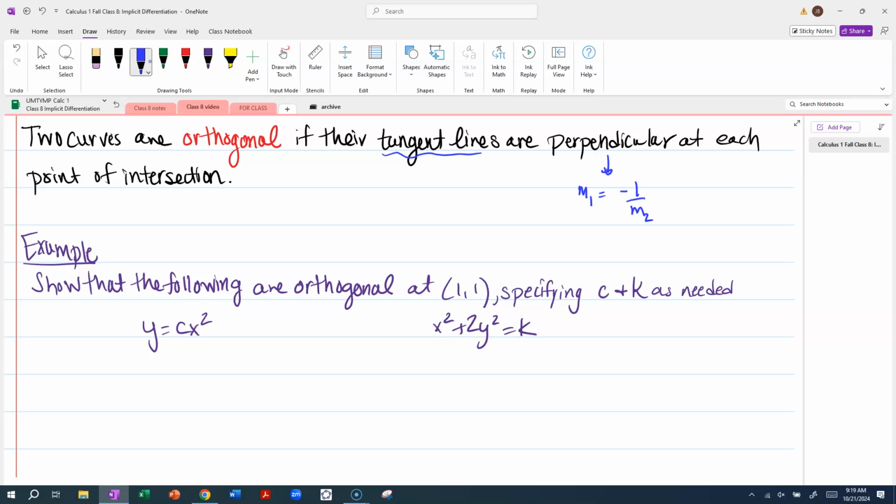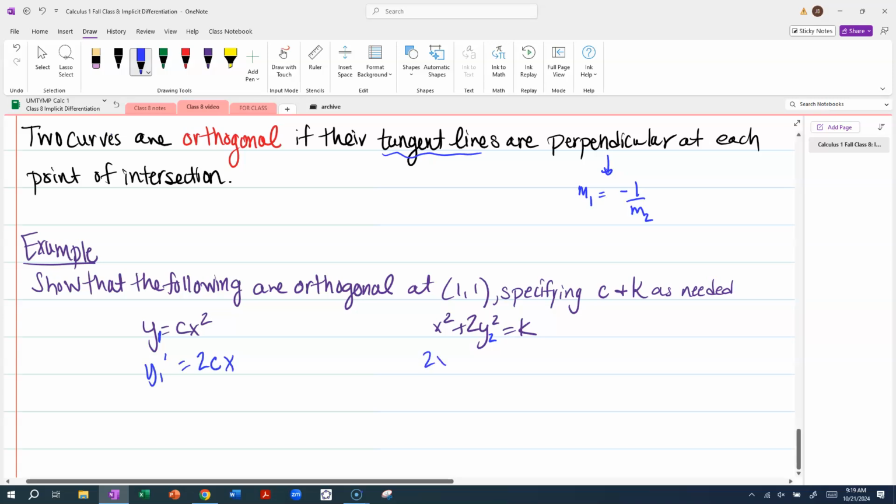So we have these two curves. We want to show that they're orthogonal at this point. We might need to specify k and c as specific values to make sure that this is true. I'm going to call this y1 and this y2, just so I know that they're different curves. If I differentiate y1, what would this be? 2cx. Okay, that's a little too easy. Let's go to the next one. Let's differentiate this one implicitly because I have x squared and y squared. This is more of an ellipse, at least as it's being presented right now.